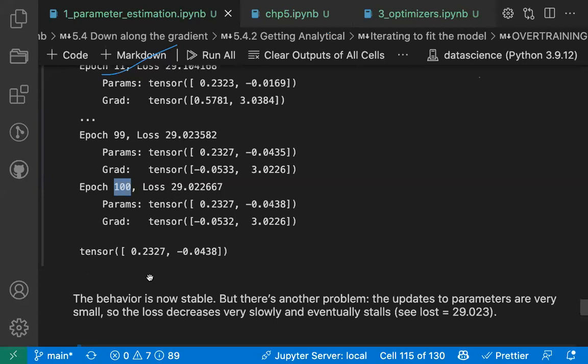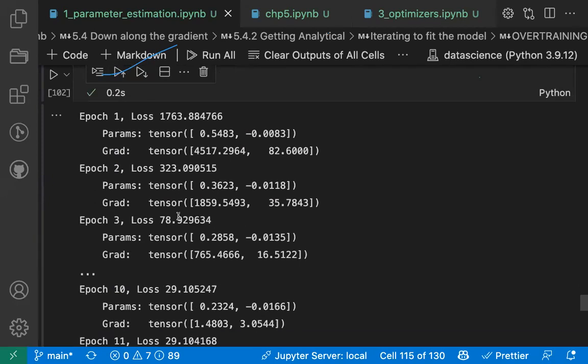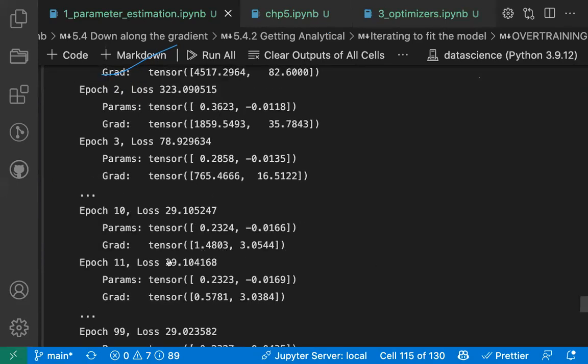Look at what we mean by this. You can see the loss here is 1763, then 323, then 78. But what about here? At epoch 30, look at the loss: 229, 105, 29. At epoch 99 it is still 29, and at epoch 100 it is still 29. So the loss is decreasing, but it is decreasing very, very slowly.